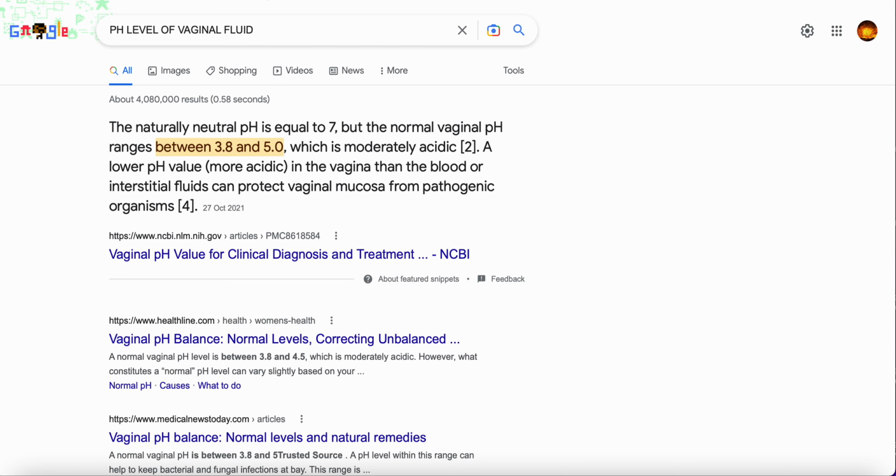I looked up vaginal fluid, which says the natural neutral pH is equal to 7, but the normal vaginal pH ranges between 3.8 and 5.0, which is moderately acidic. A lower pH value, more acidic in the vagina than the blood or intestinal fluids, can protect vaginal mucosa from pathogenic organisms.